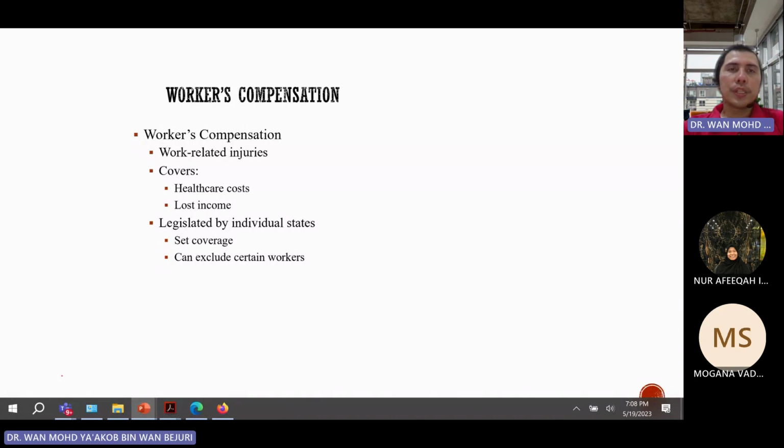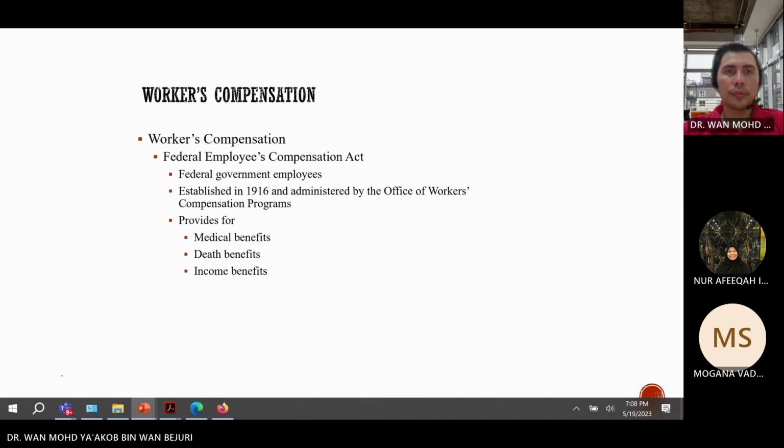Next is workers' compensation. Workers' compensation basically focuses on work-related injuries. It covers healthcare costs and lost income, and it is regulated by individual states, which set the coverage and can exclude certain workers. Workers' compensation is under the Federal Employees' Compensation Act, established in 1916 and administered by the Office of Workers' Compensation Programs.